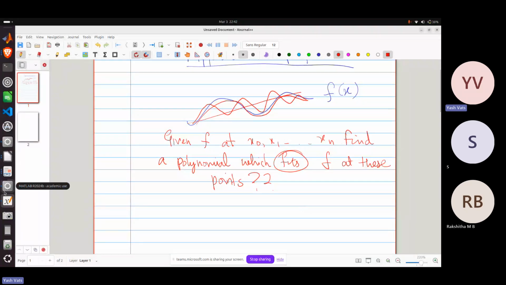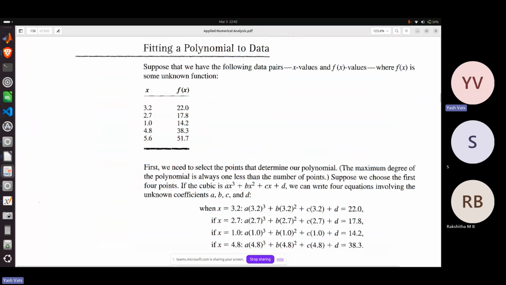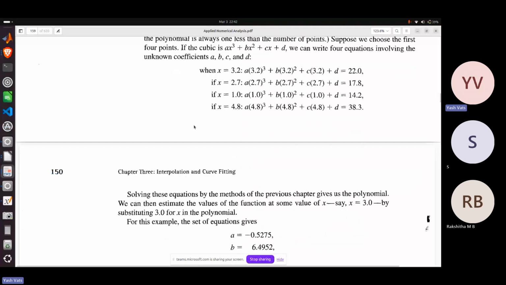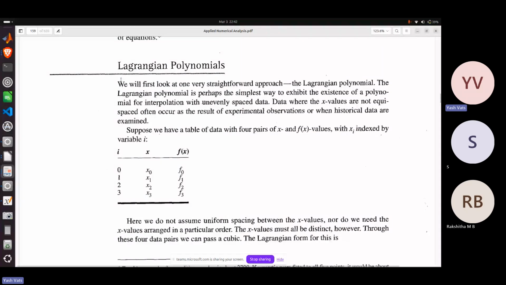So from here if you go, then you see f of x is some unknown function. You can see the values if you see my cursor here. So x and f of x, right? Then you have to find a polynomial which fits f at these points, okay? So this one comes with what we call the Lagrangian polynomial. I think if you have seen it in your lecture notes, yes.